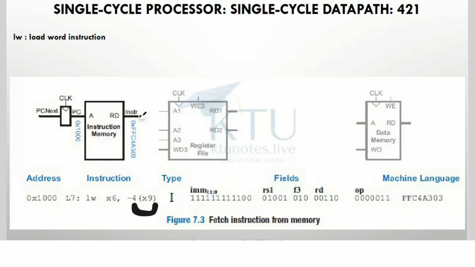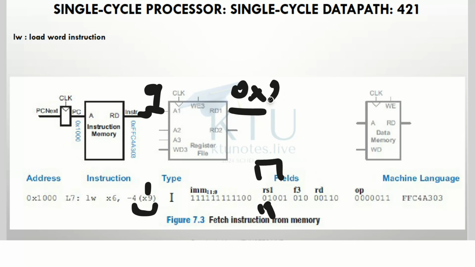The instruction has come. First of all I need to take the address of X9. To get the address of X9, I have to pass this 9 to the register file. The 9 is present in these bits, so I am passing bits 19:15 to A1. Fine. Then RD1 would read the value. Let it be read as some 200. This would be the location in which X9 is present.